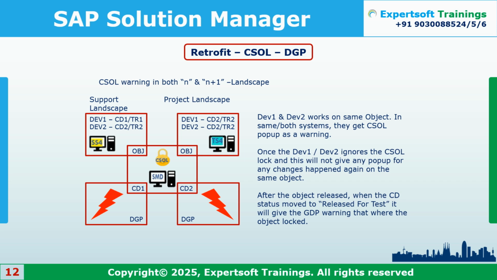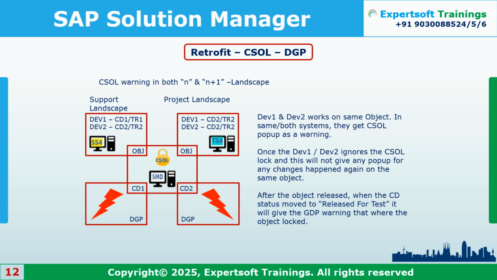And this is how the retrofit works, with CSOL and DGP. CSOL and DGP will be the other tools for one object, and then the N plus one landscape, right? The N landscape will be the maintenance landscape, and N plus one will be the project landscape, the support landscape and project landscape.